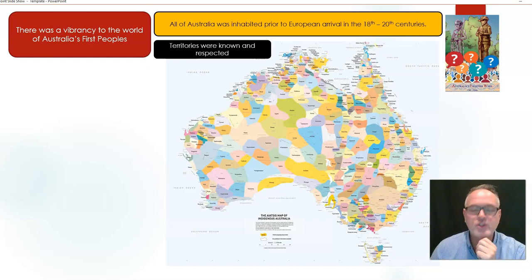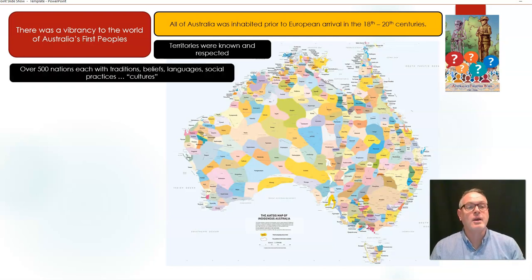First thing I want to point out to you is that the territories are incredibly well known and respected prior to 1788. These were marked territories. They were marked by tradition. There were clans. There were what were called skins. These different groups had clearly defined national territories, as we would probably try to define it today.